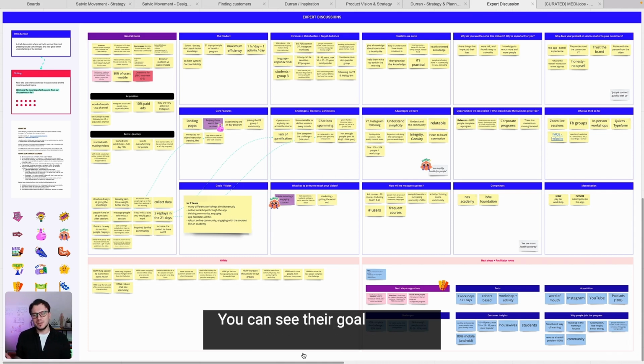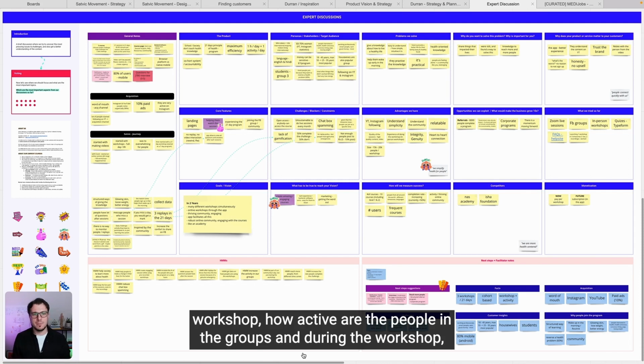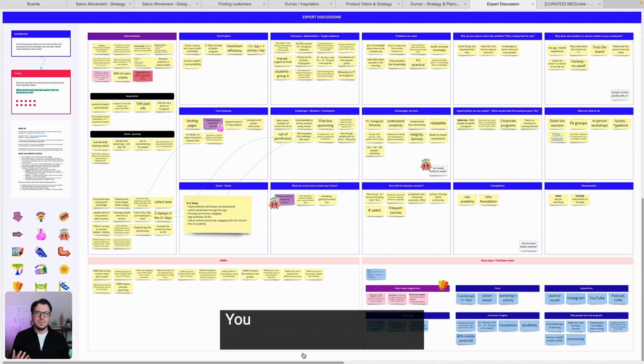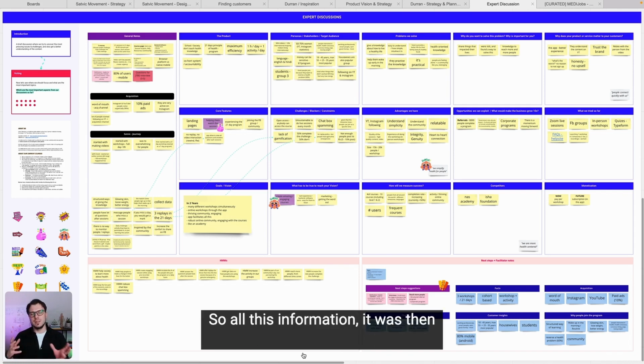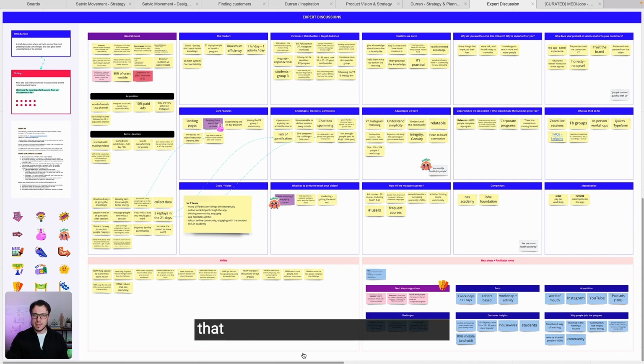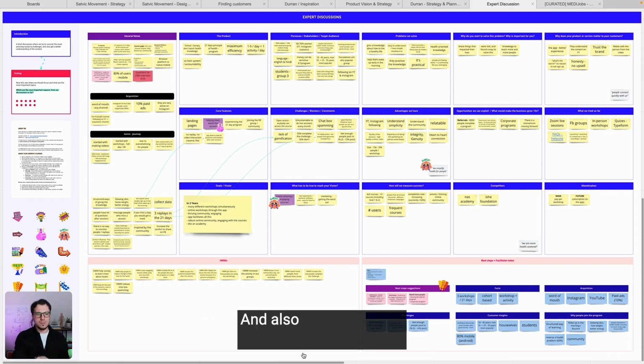You can see their goal or vision and what has to be true to reach it. And you can see how they will measure success. So you have number of users in the workshops, the completion rate of the workshop, how active the people are in the groups and during the workshop, and the number of courses they take. You can see a couple of their competitors as well there and how they plan to monetize. So all this information was then translated into those how might we's that you can see towards the bottom. And also you have some notes on the right side.